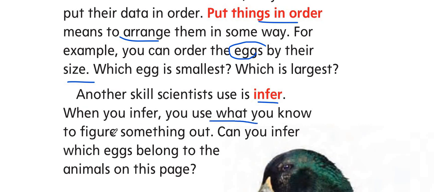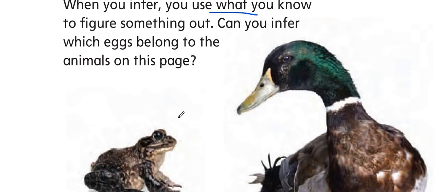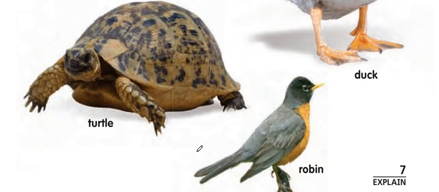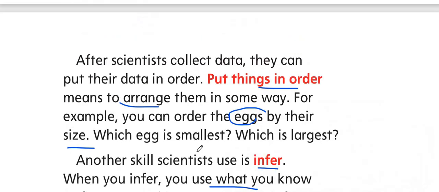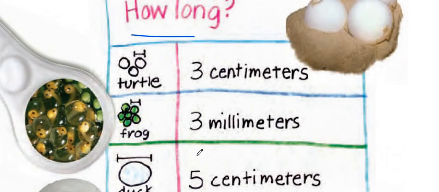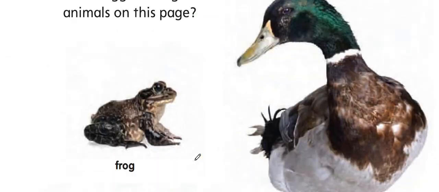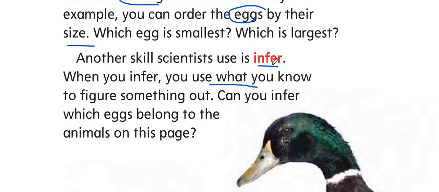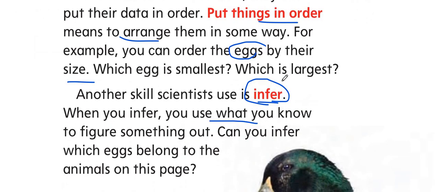Another skill scientists use is infer, which means you conclude. You use what you know to figure something out. Can you infer which egg belongs to the animal on this page? Okay, so infer is a skill for scientists, which means that from the things you know, you find out or figure out something.